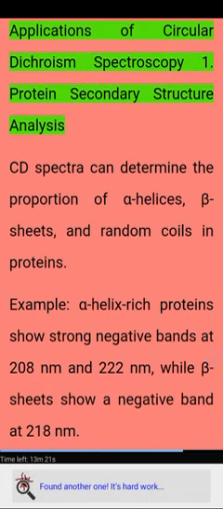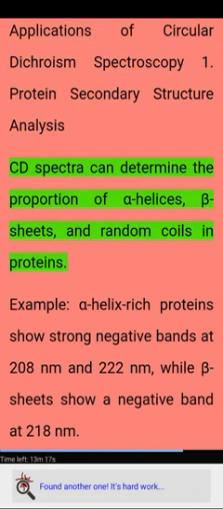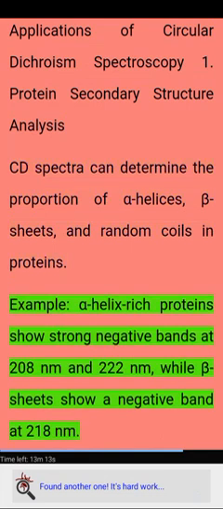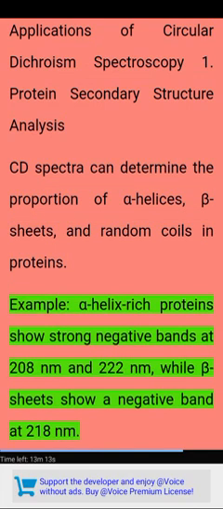Applications of circular dichroism spectroscopy. 1. Protein secondary structure analysis. CD spectra can determine the proportion of alpha helices, beta sheets, and random coils in proteins. Example: alpha helix-rich proteins show strong negative bands at 208 nanometers and 222 nanometers, while beta sheets show a negative band at 218 nanometers.